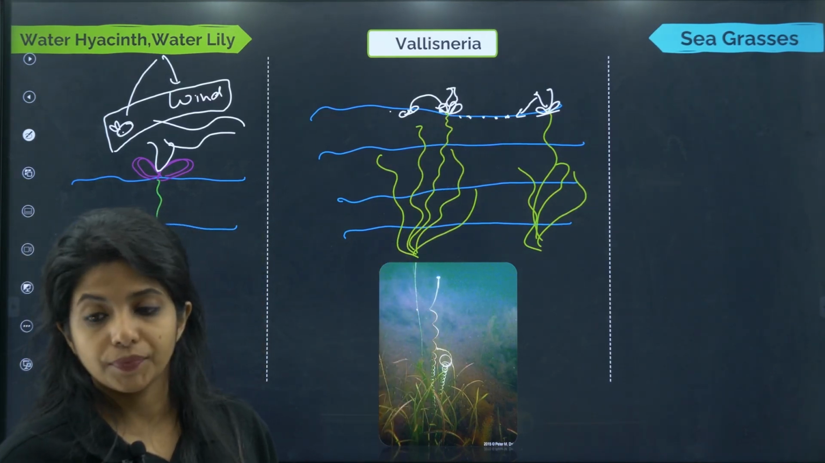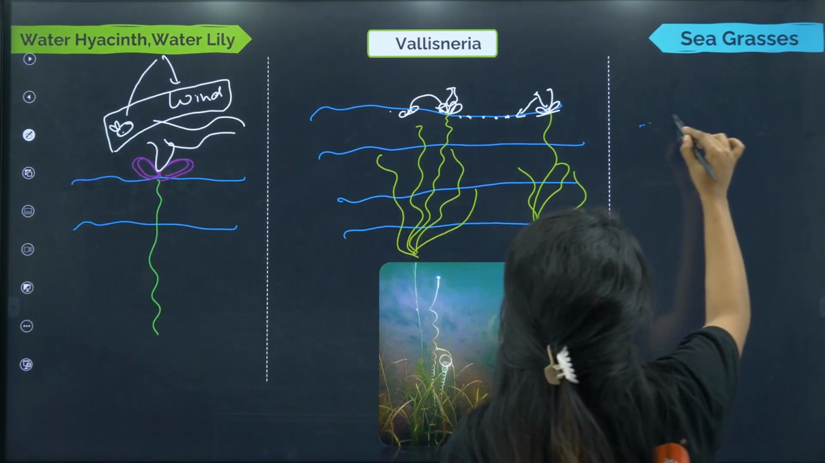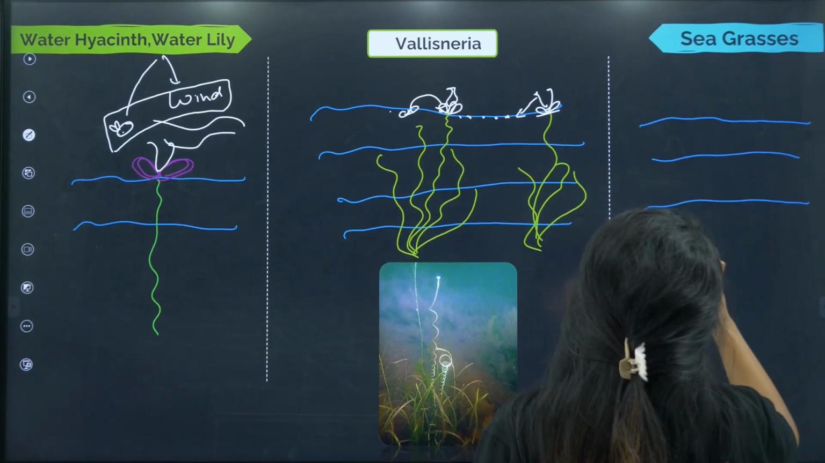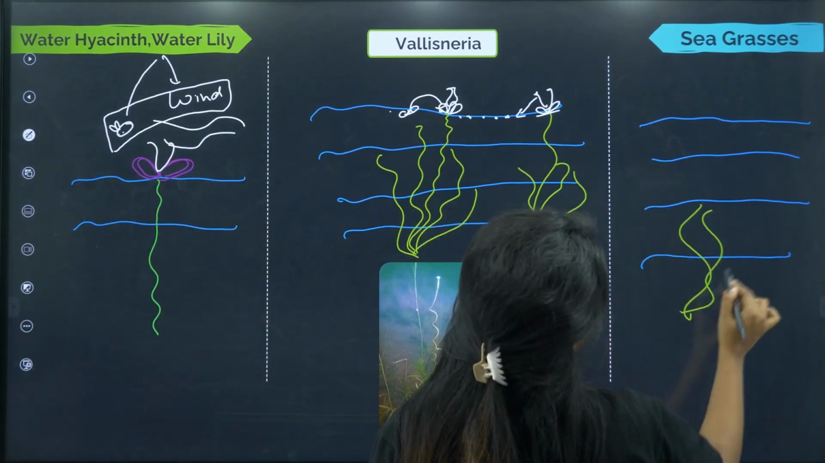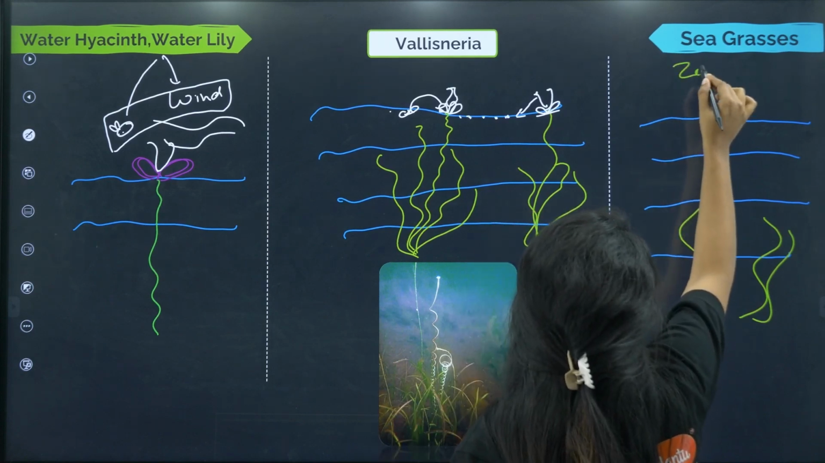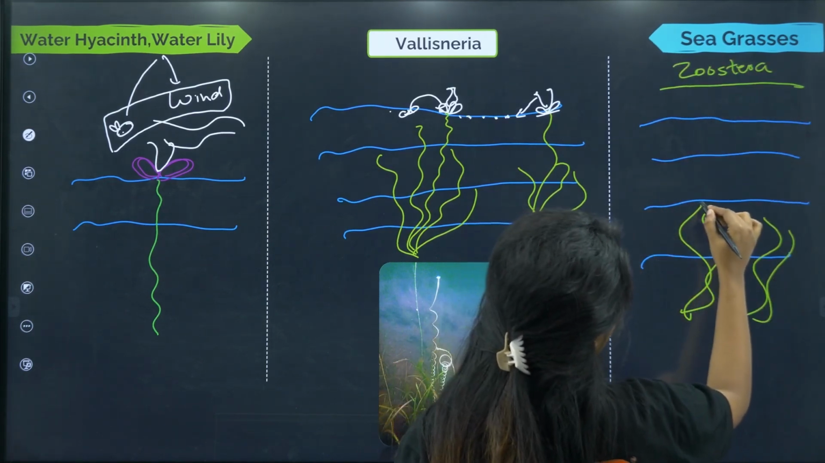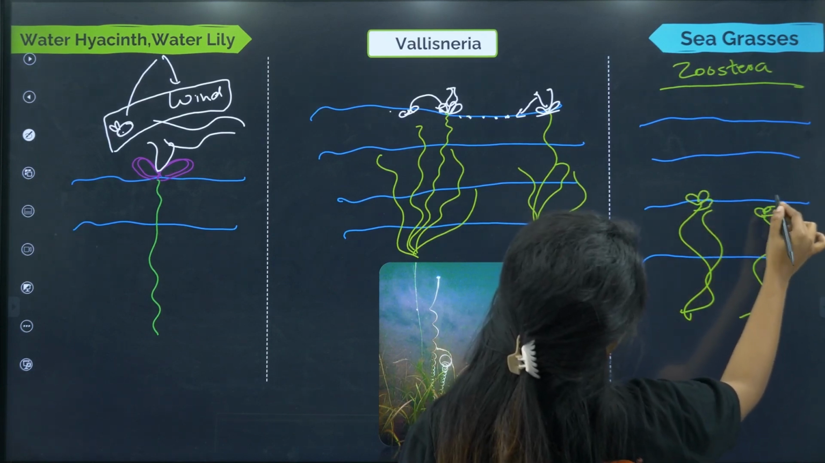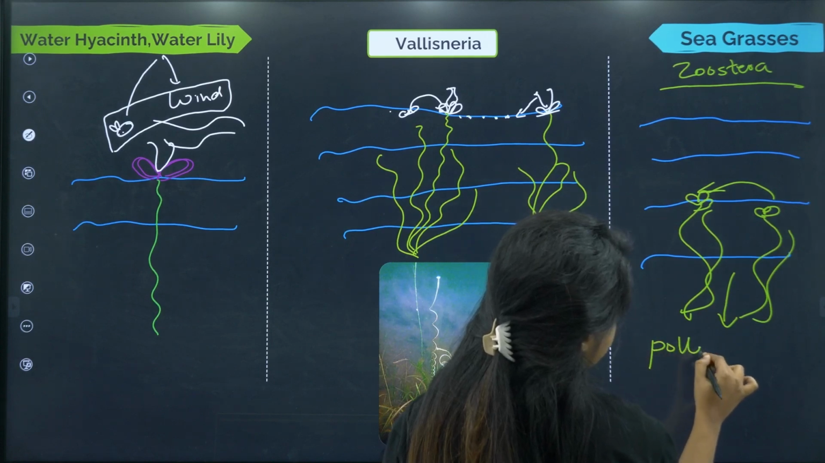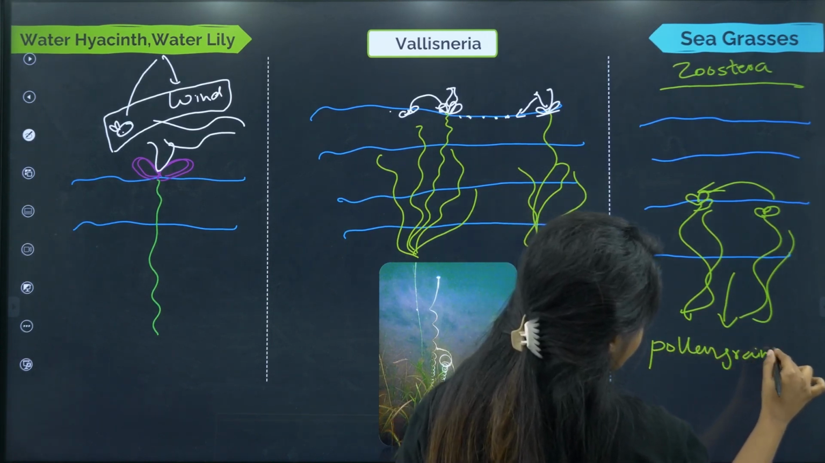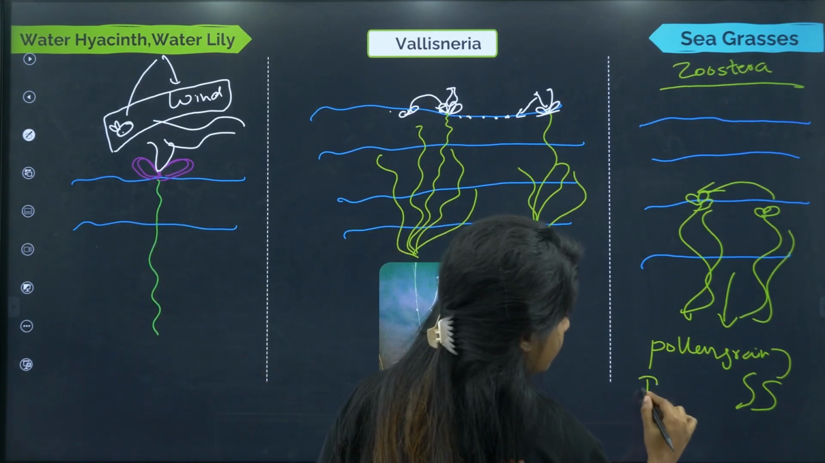That is about Vallisneria. Now talking about sea grasses, they are very shy. They say that they would be just doing pollination within the water itself. So there are sea grasses, an example given in your book is Zostera. They have their flowers over here and they pollinate inside the water only. But here one very important thing is that their pollen grain will be ribbon-like.